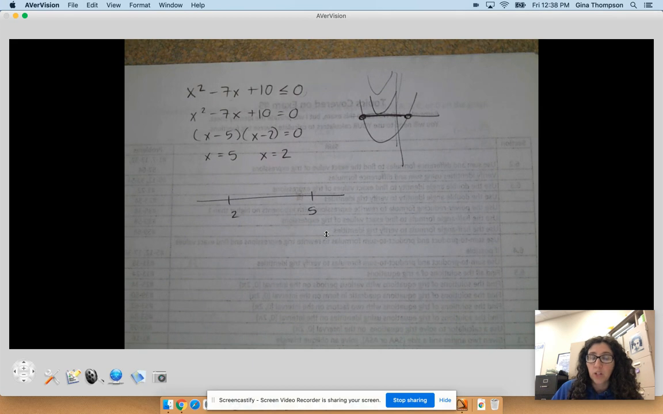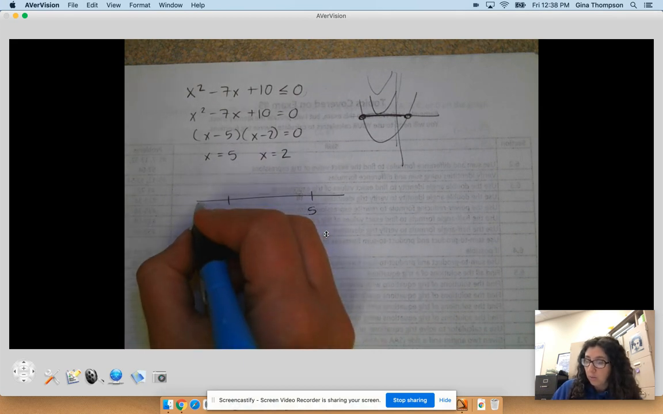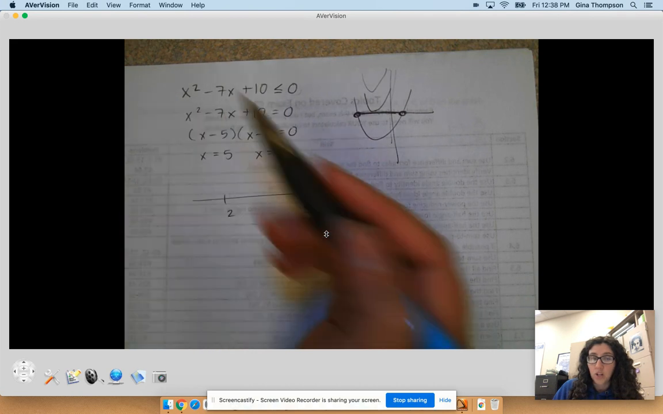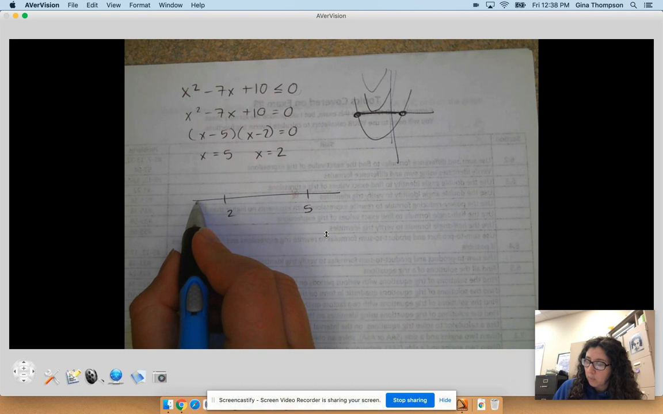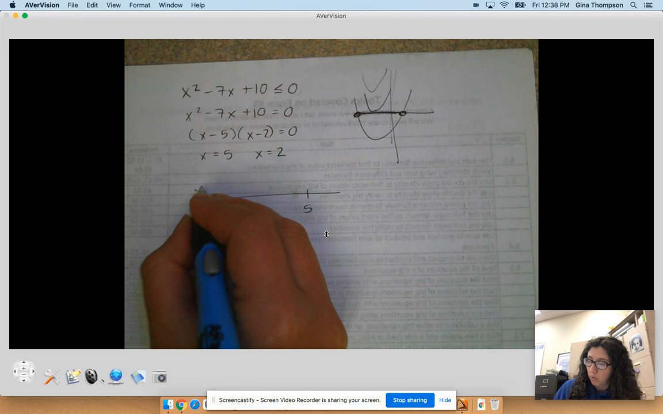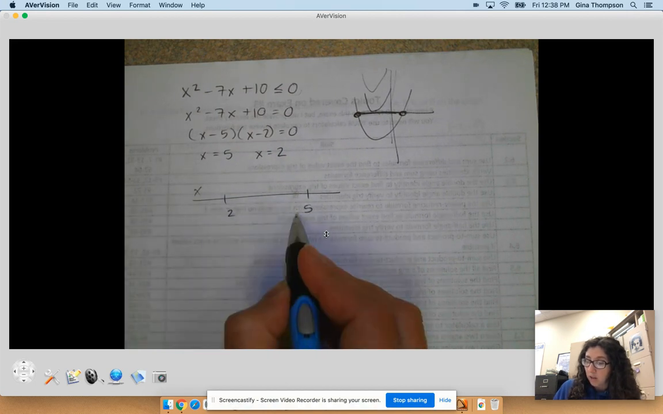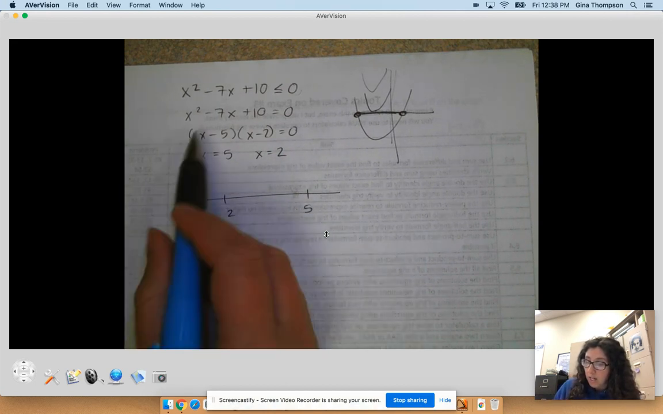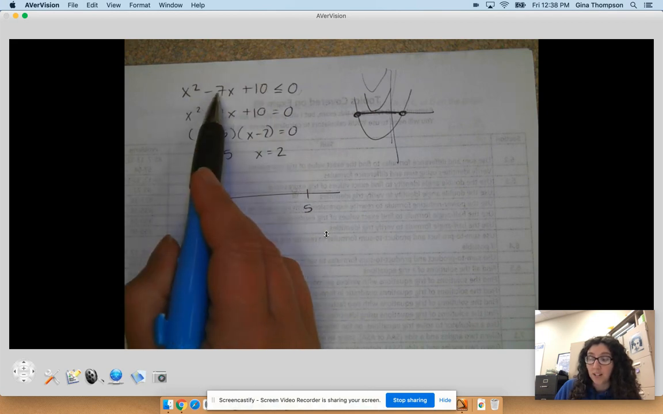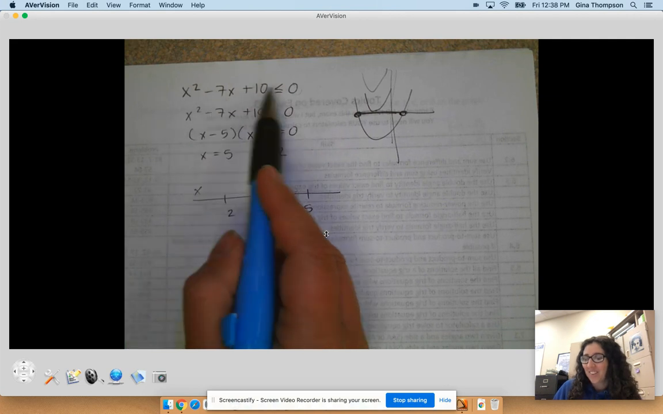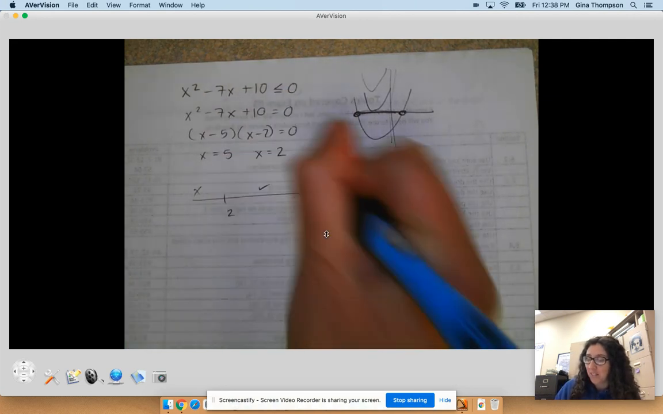And I'm going to choose a number in each interval. I'm going to choose 0 and put it back into my original inequality and see if it makes it true. So 0 is easy. If I put in 0 for x, I get 10, which is not less than or equal to 0. Nope. How about something in here like 3? 9 minus 21 is minus something. 9 plus 10 is 19, minus 21 is negative 2. Negative 2 is less than or equal to 0. So yep, this interval works.